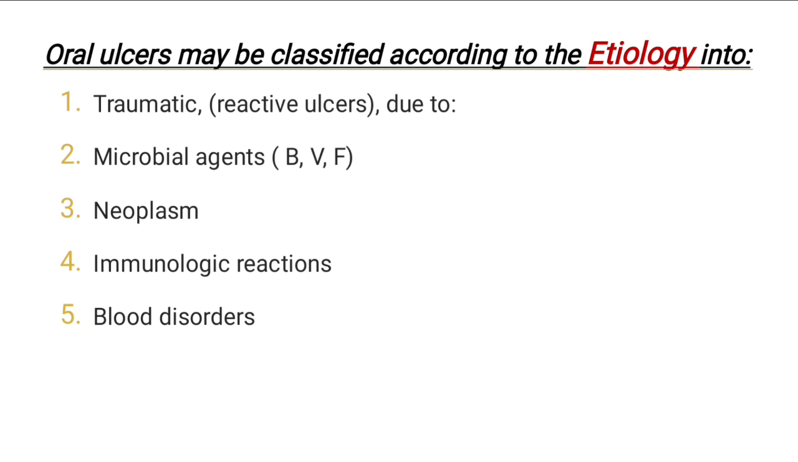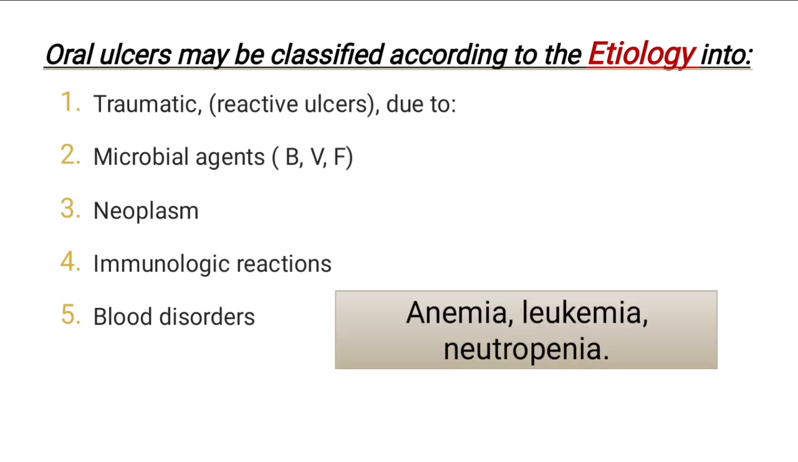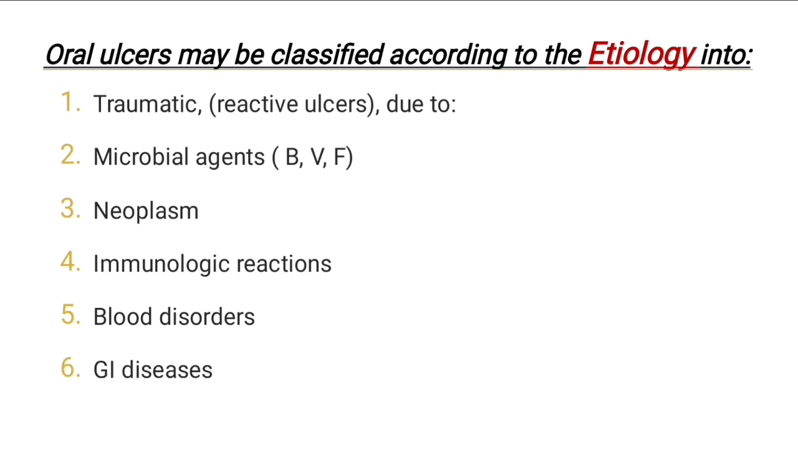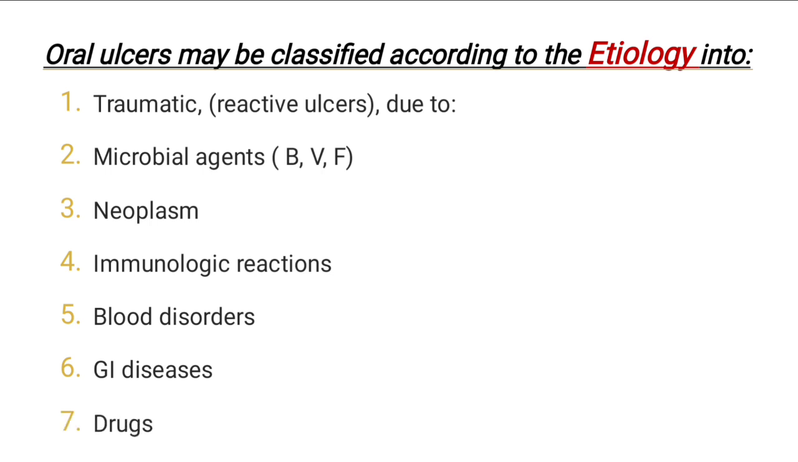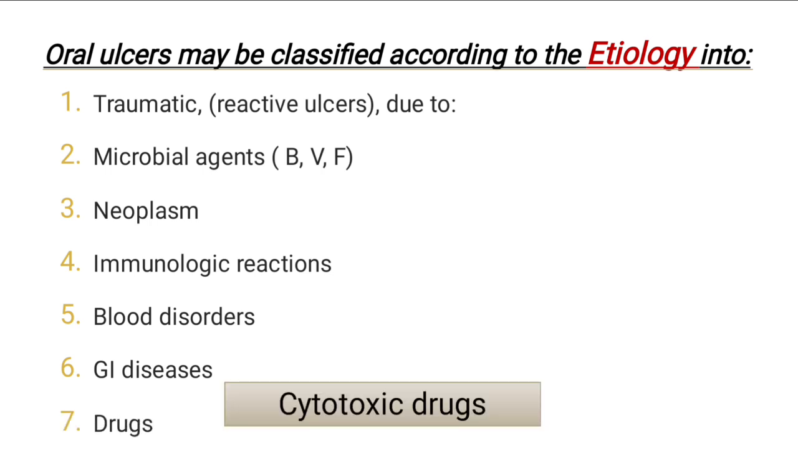Blood disorders. Some blood disorders can manifest orally as oral ulcers, such as anemia, leukemia, and neutropenia. GIT diseases, there are three common diseases: celiac disease, ulcerative colitis, and Crohn's disease. Drugs, cytotoxic drugs. Some drugs, as a side effect, cause oral ulceration as an allergic reaction.